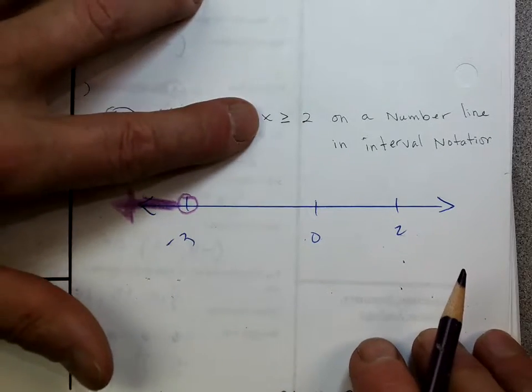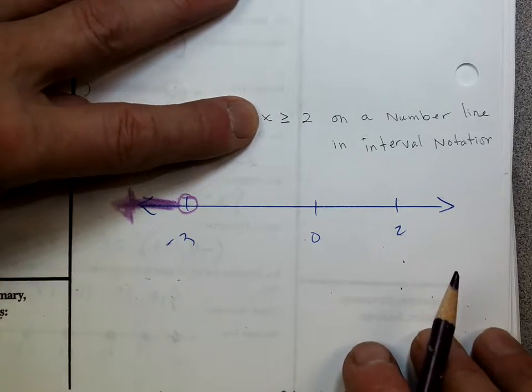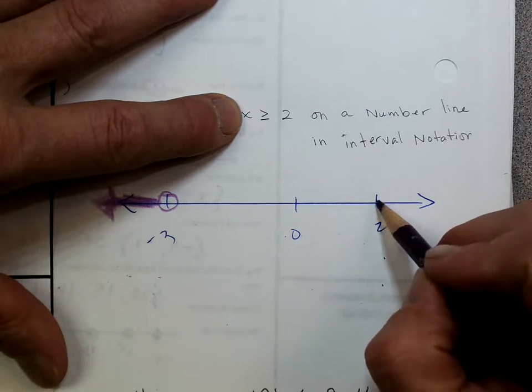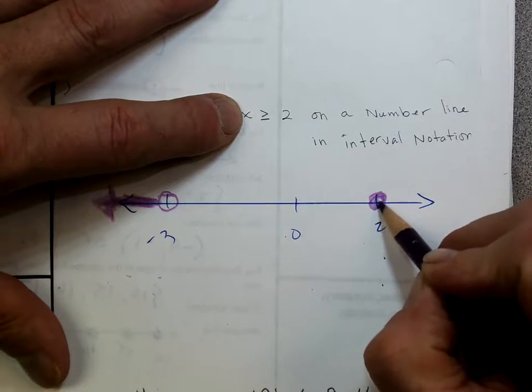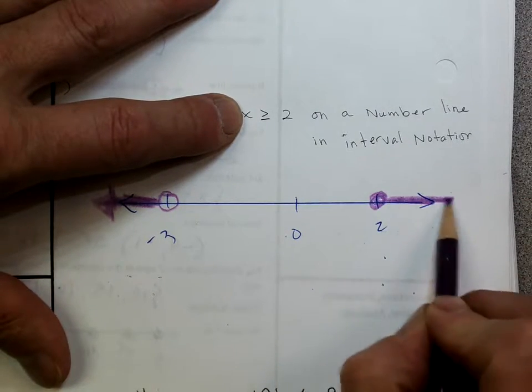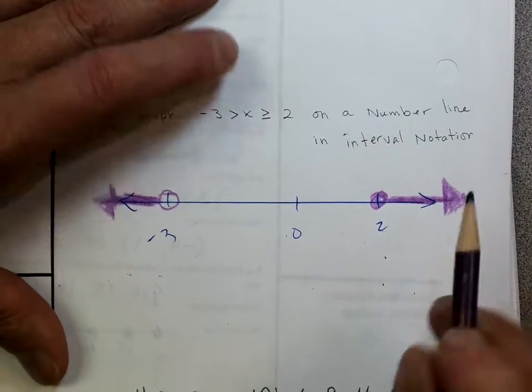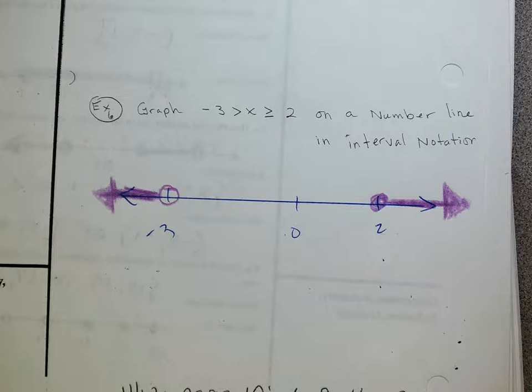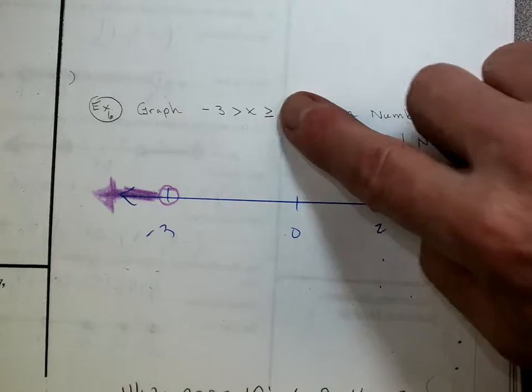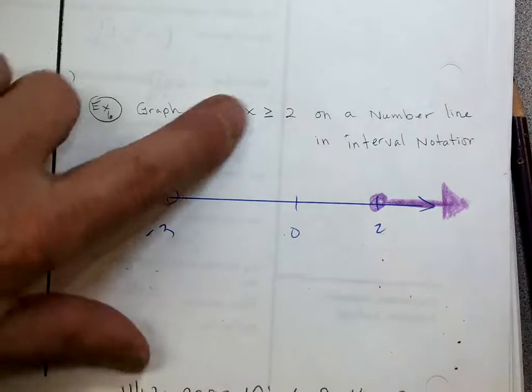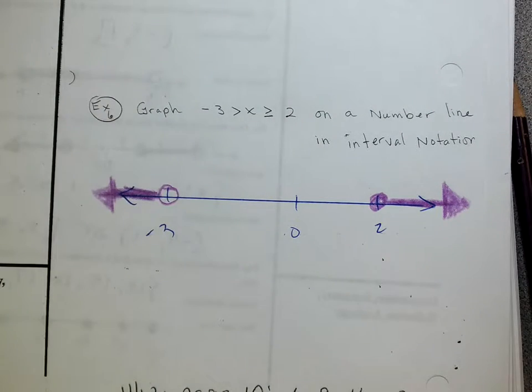Okay, and this says x is greater than or equal to 2, so I'll put a solid dot at 2. And I'll shade this way, make it a nice dark arrow because it goes on forever now, okay? All right, so it's really from -3 back and from 2 forward, okay? So what about interval notation?